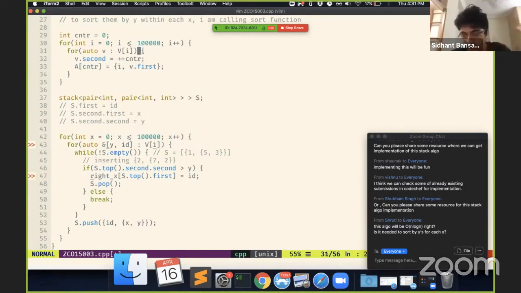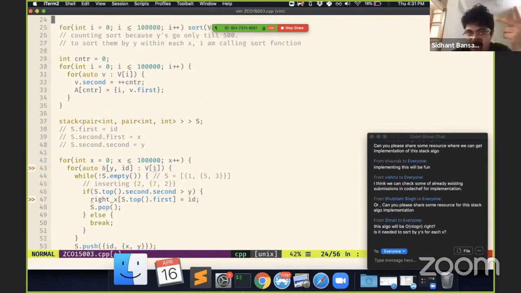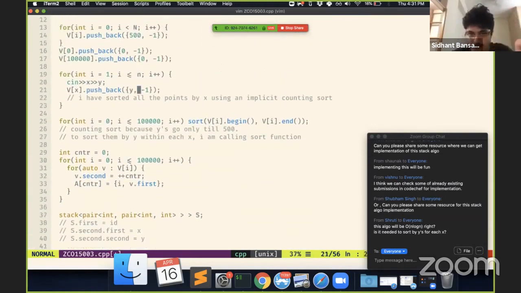This I is actually the x coordinate. Is it needed to sort by y's for each x? It's not really needed, Shruti. I think you can get away without sorting. I wanted to sort just because I wanted to give them IDs, and I thought it would be more systematic. Although I'm confident that it's not needed.